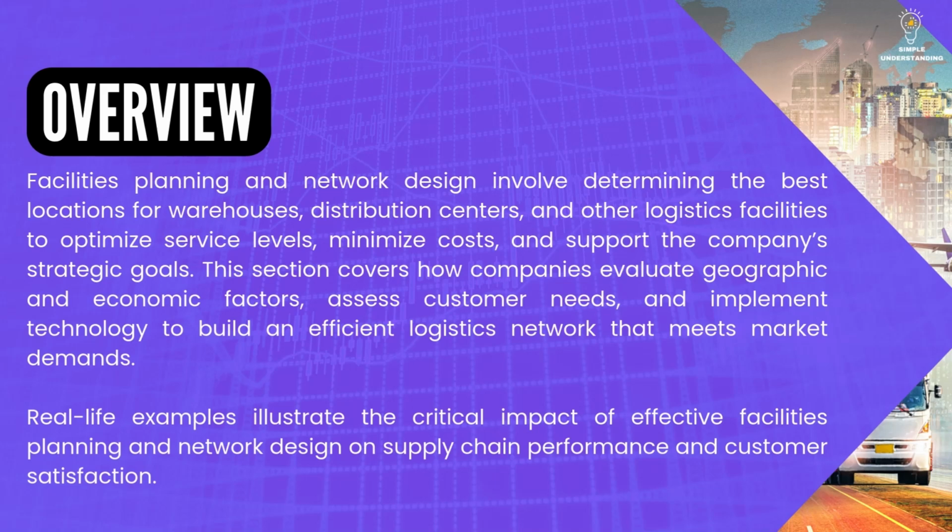Overview. Facilities planning and network design involve determining the best locations for warehouses, distribution centers, and other logistics facilities to optimize service levels, minimize costs, and support the company's strategic goals. This section covers how companies evaluate geographic and economic factors, assess customer needs, and implement technology to build an efficient logistics network that meets market demands. Real-life examples illustrate the critical impact of effective facilities planning and network design on supply chain performance and customer satisfaction.